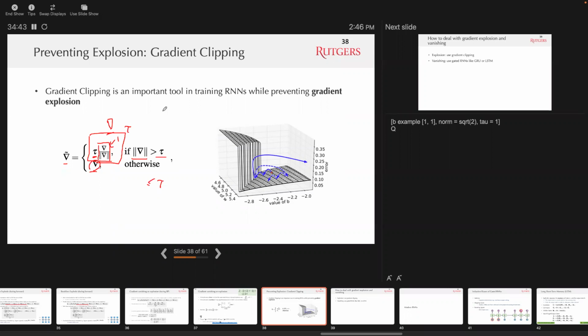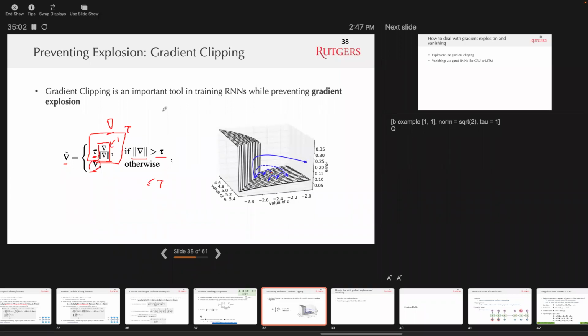The L2 norm of this (1, 1) is the square root of the first entry squared plus the second entry squared, so this is going to be the square root of 2, right? And it's actually larger than 1, therefore you need to clip it. So how do you clip it?